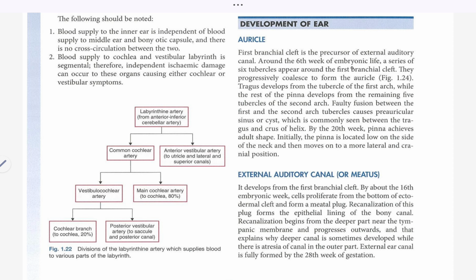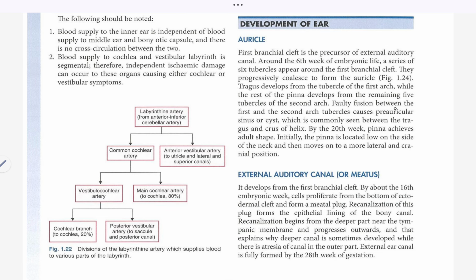Around the sixth week of embryonic life, a series of six tubercles appear around the first branchial cleft. They progressively coalesce to form the auricle. Tragus develops from the tubercle of the first arch, while the rest of the pinna develops from the remaining five tubercles of the second arch.